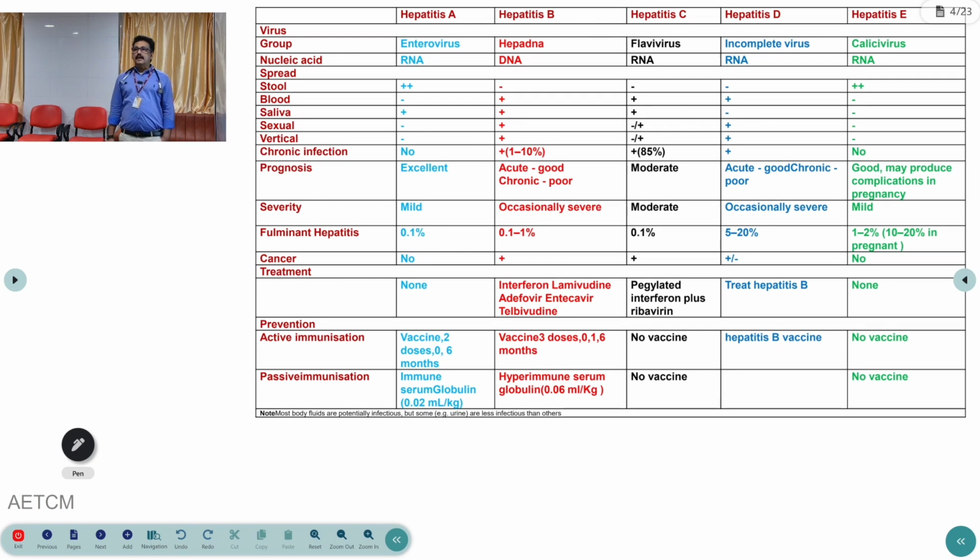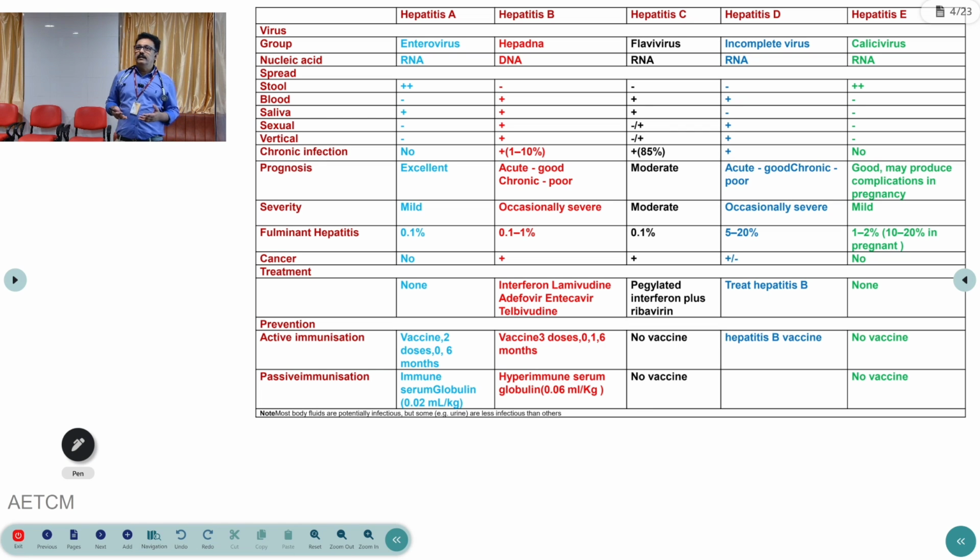Now, you look at this chart, you can know about different types of hepatitis. So we have hepatitis A, B, C, D, E. In that, the spread of hepatitis A and E is foodborne or waterborne, whereas hepatitis B, C, D are all bloodborne. So, there is a major difference in spreading. And chronic infections are very, very common in hepatitis B and C. It is not very common in other types of hepatitis.